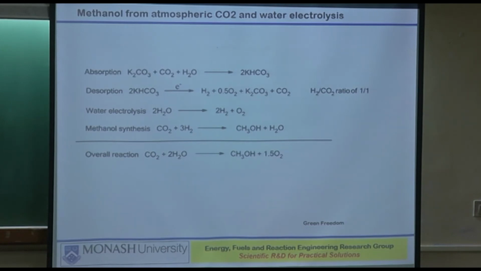Good. So what they're doing here is channeling CO2 through potassium carbonate to form potassium bicarbonate, a very weakly bonded compound. Then that potassium bicarbonate can be dissolved, and at low temperature gives you oxygen back, hydrogen, and potassium carbonate back. These are gas phase and this is liquid phase, leaving a certain ratio of hydrogen and CO2 at 1:1. So essentially, from an infinite source of carbon dioxide, you are concentrating it to the ratio you want. That's the principle Green Freedom took.